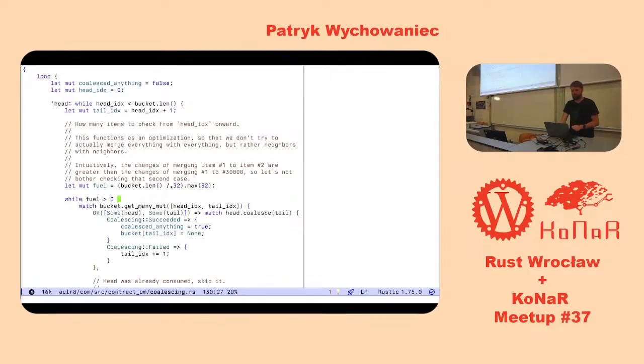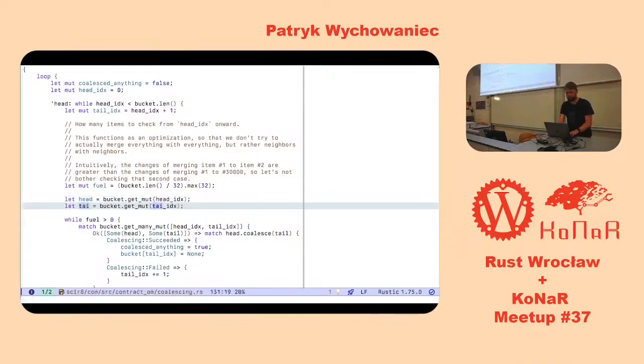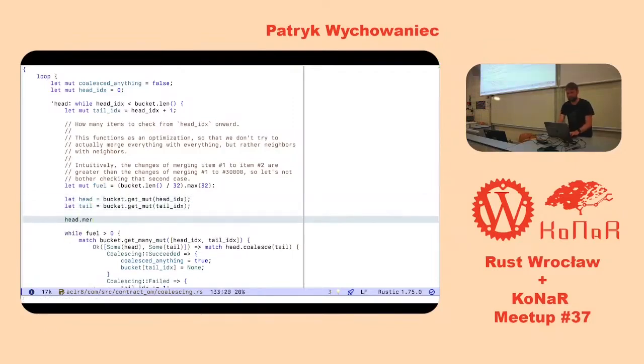And if you use getMany, like if you would do something like head, get mut head idx, and then the same for tail, and then you do some operation like head merge tail, whatever, or whatever that takes mutable on both sides.